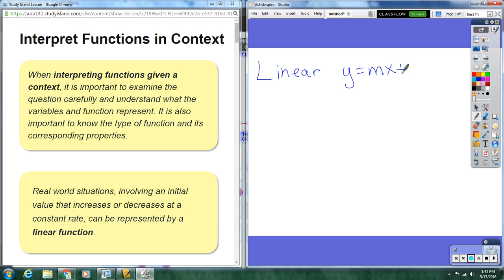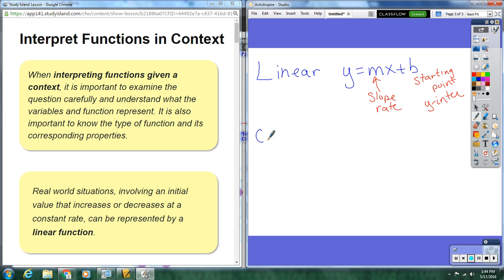And m is the what? M is the slope. That's the slope or the rate. And b is the starting point, the initial point. But on the graph, it's the what? The y-intercept, okay? It's the y-intercept. We talked about that one over and over.